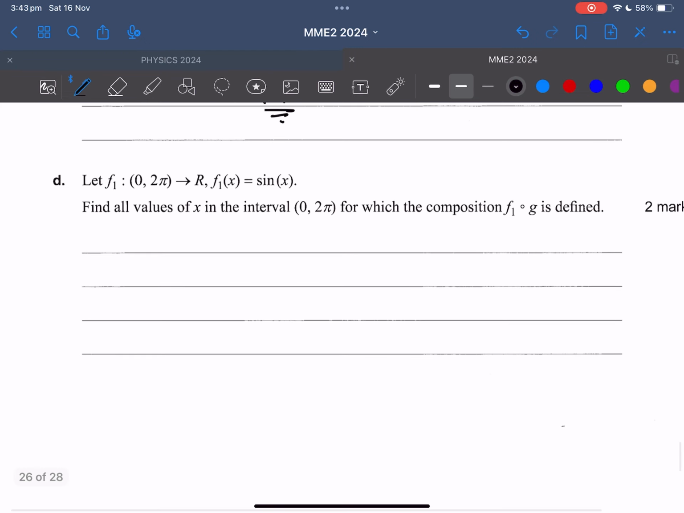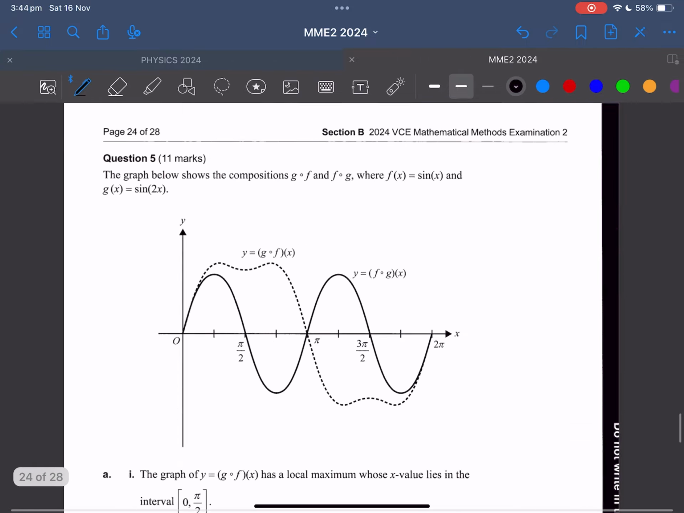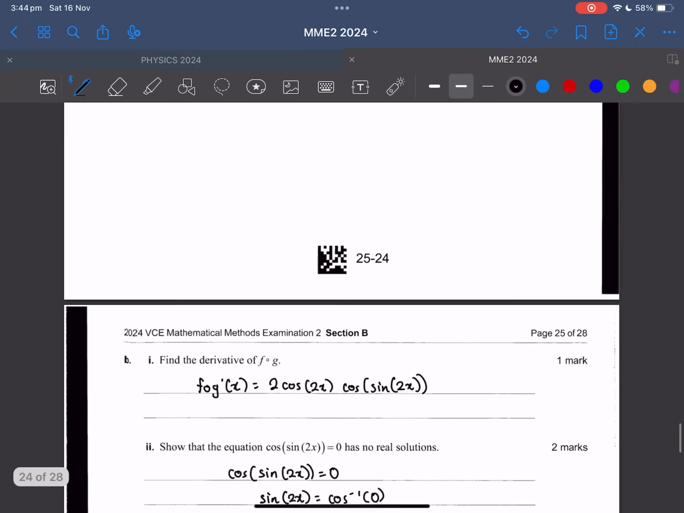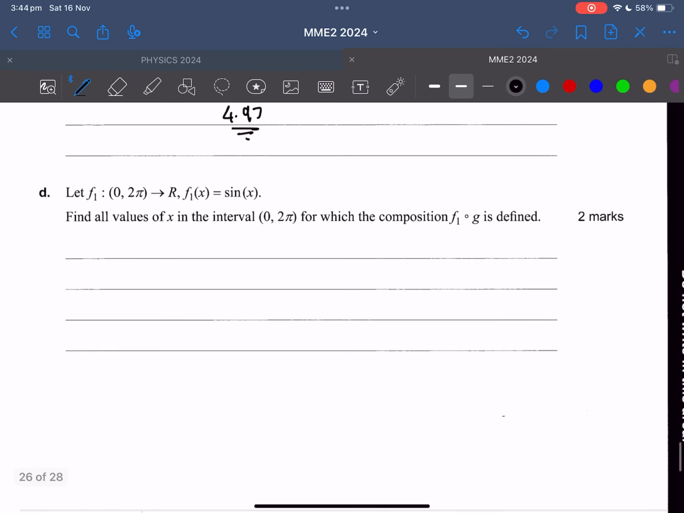Okay, so let f1 be f between 0 and 2 pi. Find all the values of x in the interval from 0 to 2 pi for which the composition of f1 of g is defined. Okay, so f1 of x is the same as f of x, but with a domain this time. So there is basically no difference.